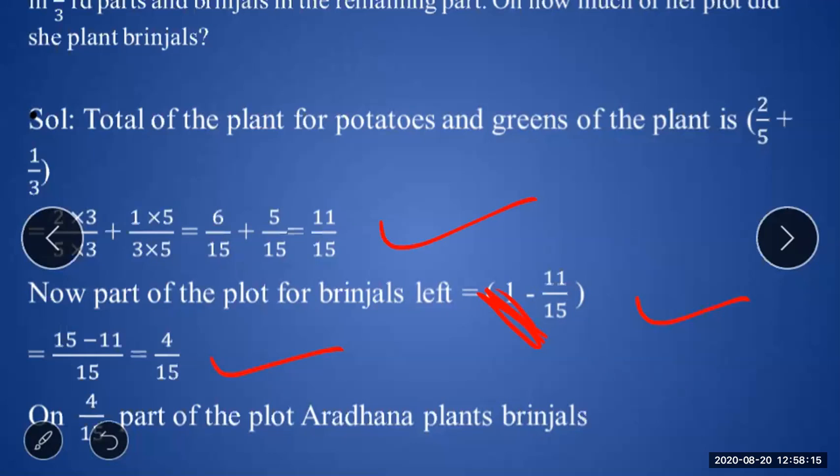Is it clear now everyone? 4 upon 15 part of the plot of Aradhana was planted with brinjal. Brinjal कितने part हुआ उसका? 4 upon 15. Potato was grown in 2/5 part, then leafy vegetable was grown on 1/3 part, and the remaining part, that was the brinjal part, was grown in 4/15 part. I hope you people have understood. Just copy down it fast.